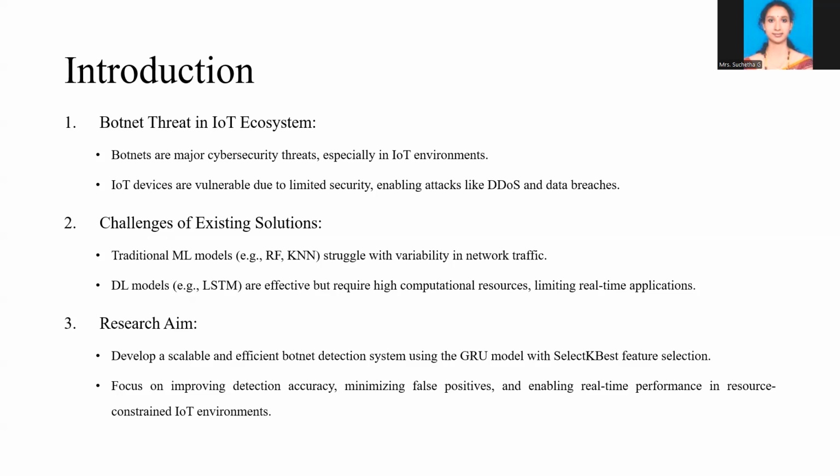Current machine learning models like random forest and k-nearest neighbors struggle with the variability of the network traffic in the IoT environment. As a result, they often exhibit reduced detection accuracy. While deep learning models such as LSTM and GRU have shown better performance, they come with a high computational demand, making them unsuitable for real-time applications and resource-limited IoT devices.